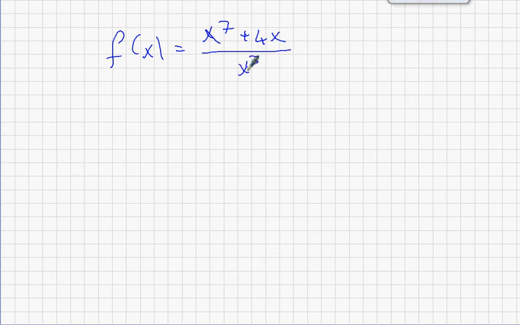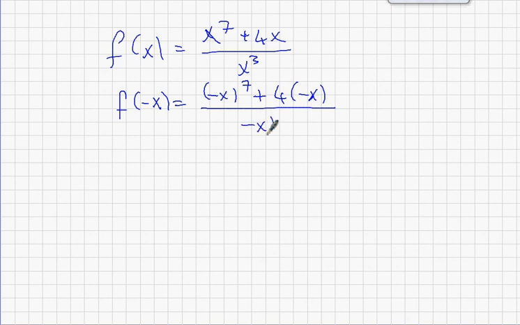Now I will try f of minus x firstly. It will be minus x to the power 7 plus 4 times minus x. Then here we will have minus x cubed. When you do the calculations, minus x to the power 7 minus 4x, over minus x cubed. So right now it is not the same as the first one.